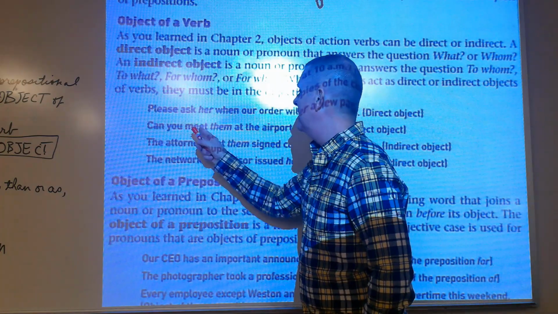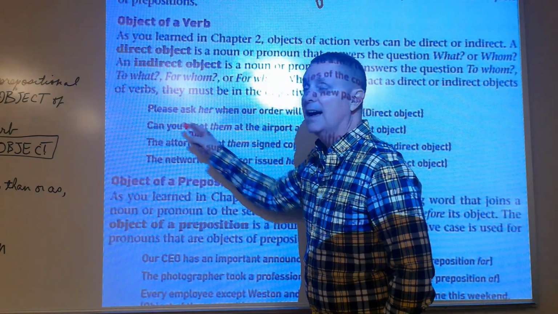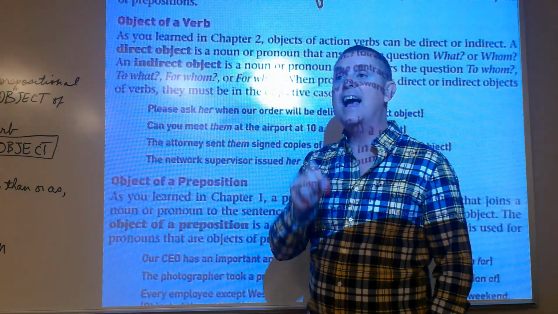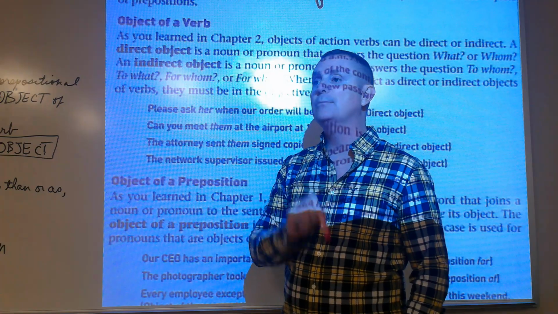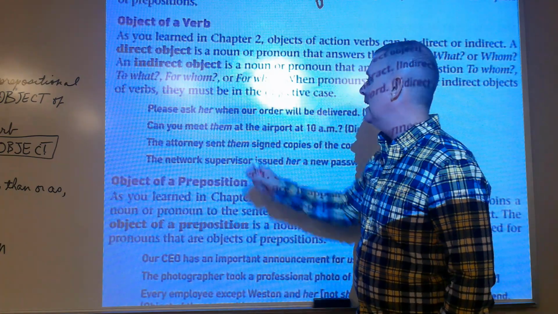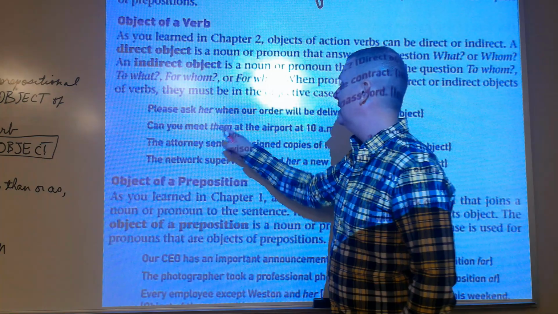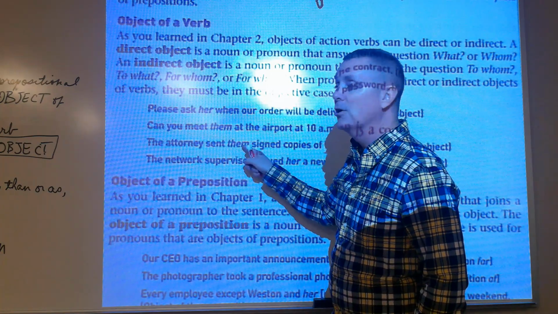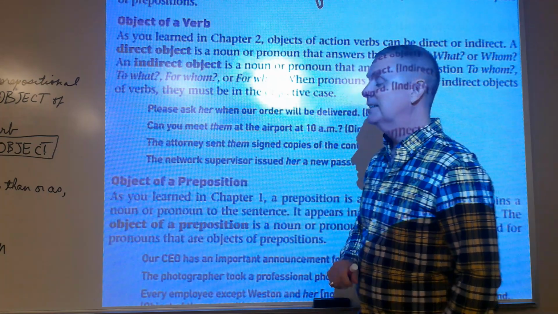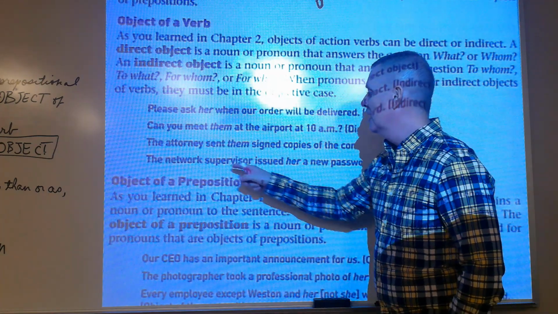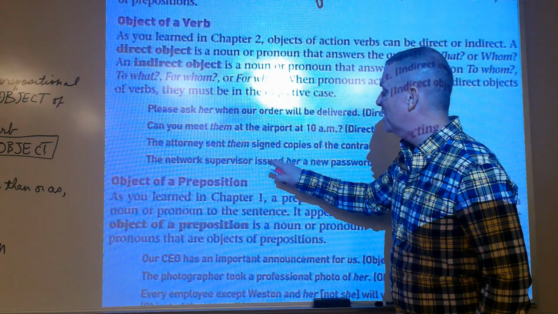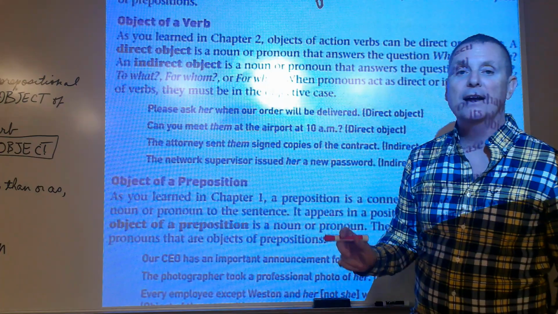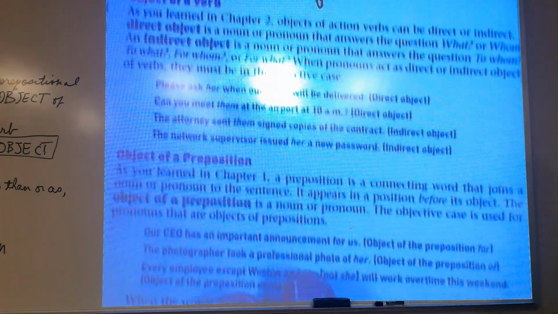Okay, you can meet what or who. There's an action verb. So the noun or pronoun that follows the action verb is a direct object. Use an objective case pronoun: me, us, you, him, her, it, them. Can you meet them at the airport? The attorney sent them follows an action verb, so an objective case pronoun must be used. Supervisor issued her. Action verb, and there's a direct object, so we must use an objective case pronoun: me, us, you, him, her, it, them.